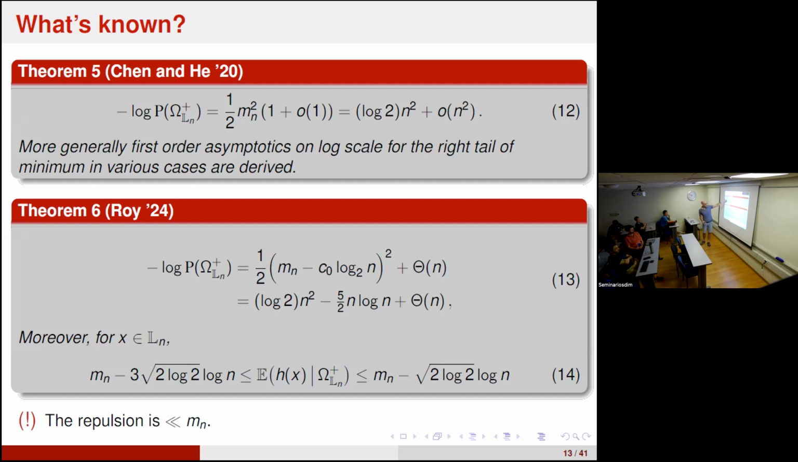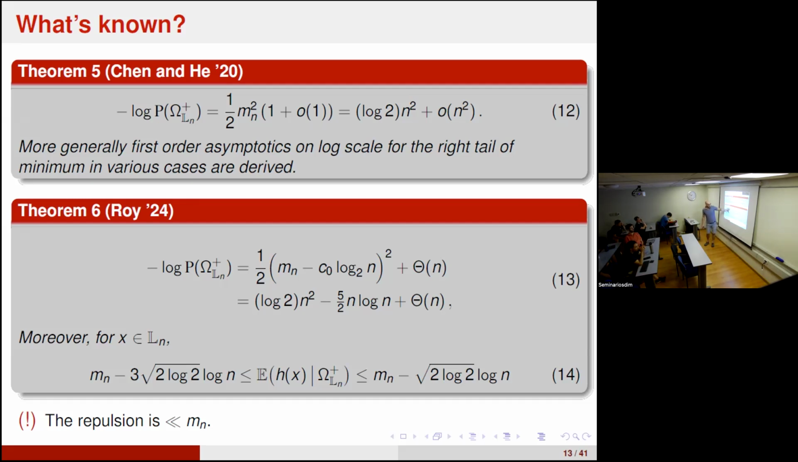And this was improved slightly by Roy, who showed actually that second order is this, and moreover, so this was part of a large collection of results concerning large deviation principles for the minimum. And having everything positive is like having the minimum above its centering value, also above zero.